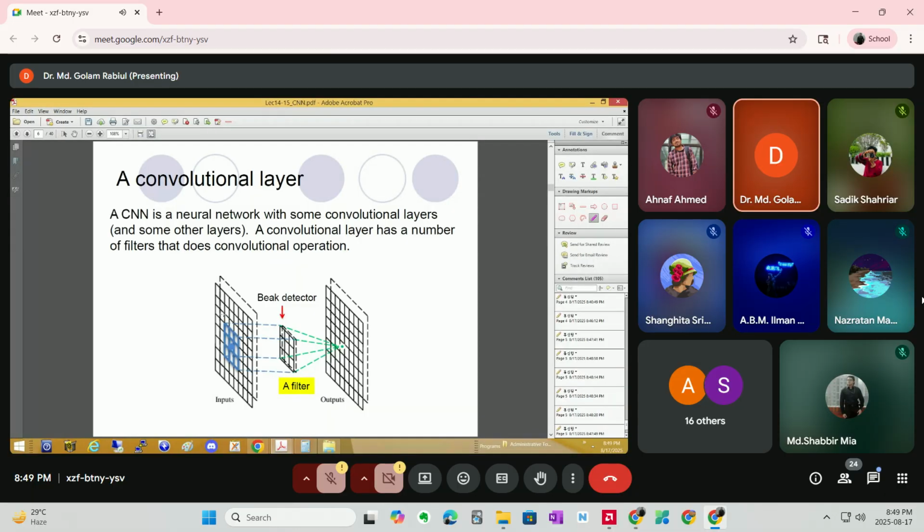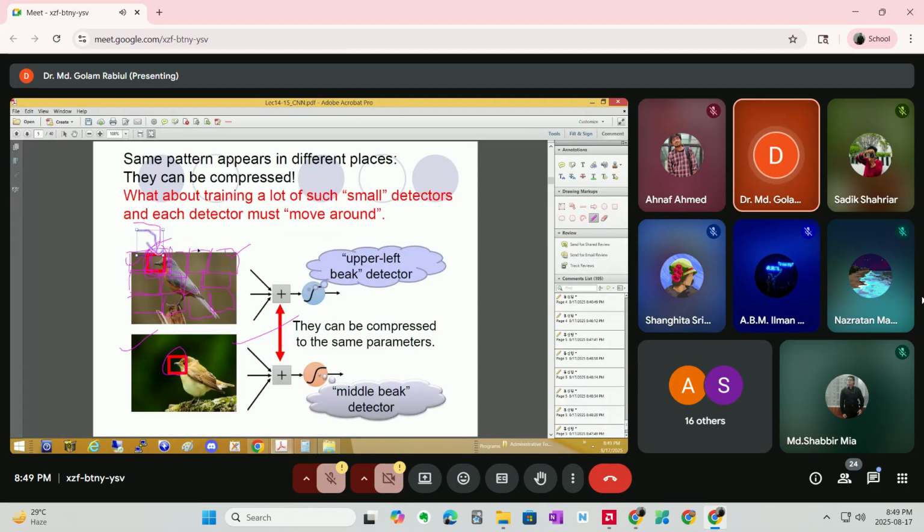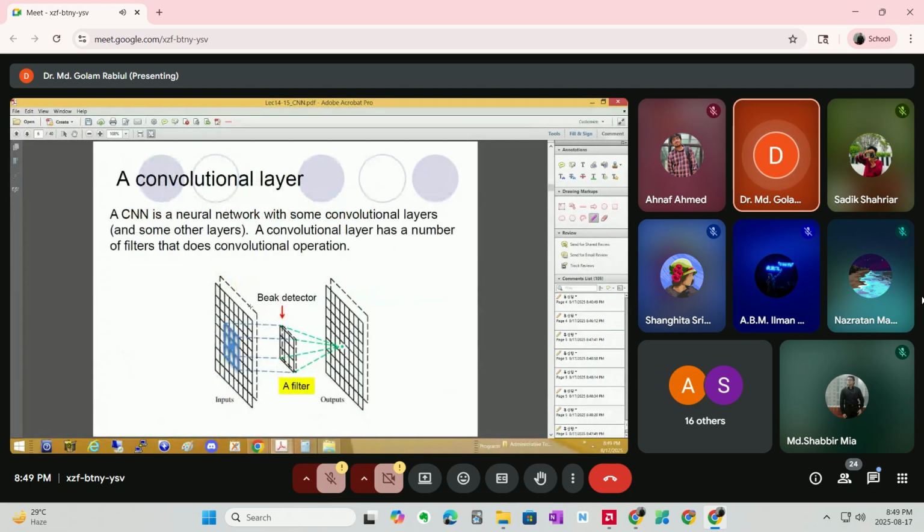So now, at first we need to think about how we can find out the beak. How can we introduce the beak detector? And what will be the detector for that? So that's why we have a special layer, which we call the convolutional layer. The convolutional layer is what will apply this. This is our detector, and this is the image.